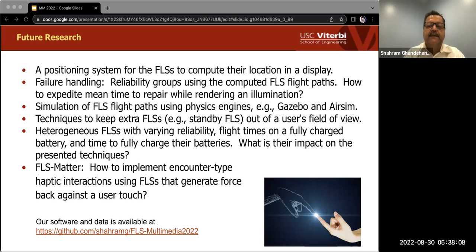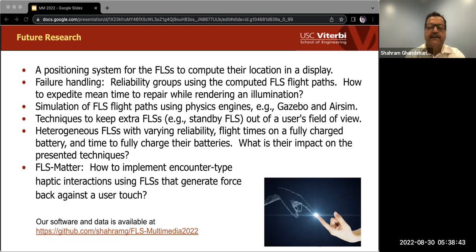Third, we are investigating the use of physics engines such as Gazebo and AirSim to simulate the flight paths computed by MOTIL. Both our failure handling techniques and STAG require extra FLSs that fly back and forth from the illumination to a charging station or the terminus. The question is, what is the impact of these FLSs on the quality of a display? And how do we keep these FLSs out of the user's field of view?